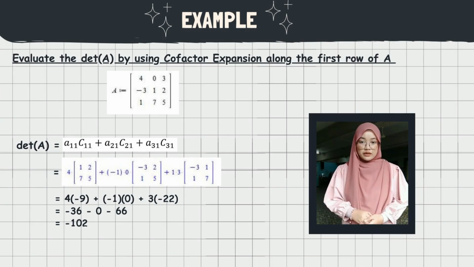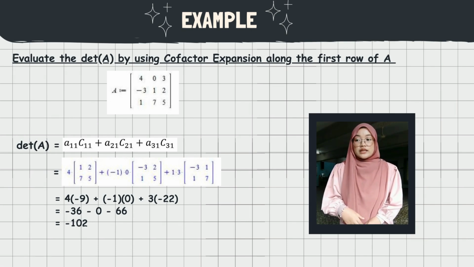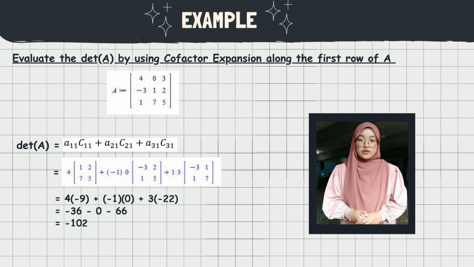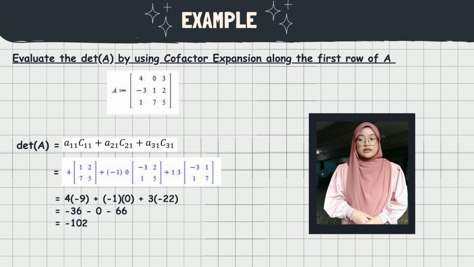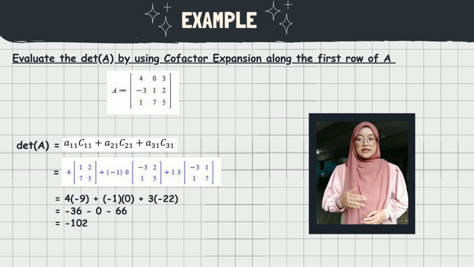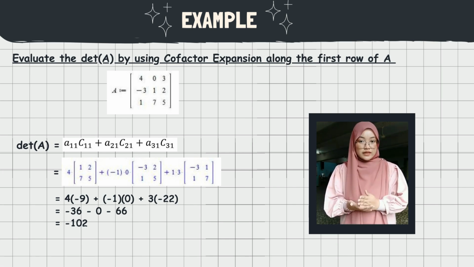So here is an example of determinants by using cofactor expansion. The question is, evaluate the determinant of A by using cofactor expansion along the first row of A. The given matrix A equals 4, 0, 3, negative 3, 1, 2 and 1, 7, 5. So the solution is determinant A equals A11 C11 plus A21 C21 plus A31 C31. What is A11? A11 is the element in the first row and the first column. So that's why we get 4.